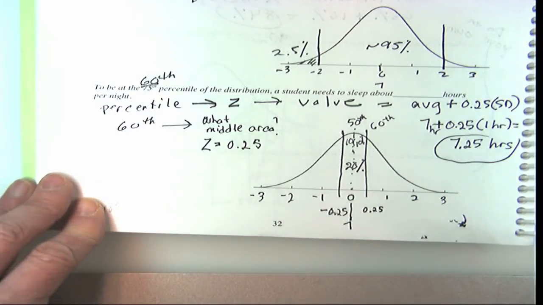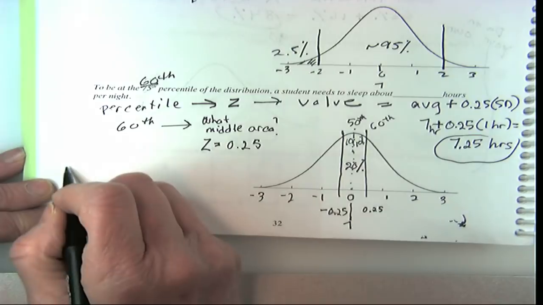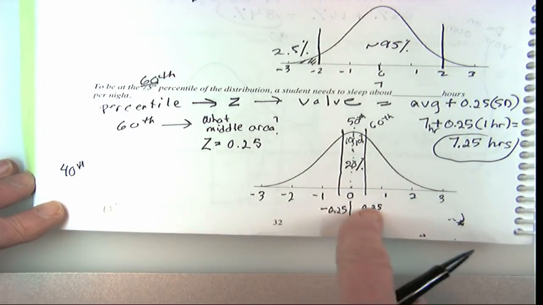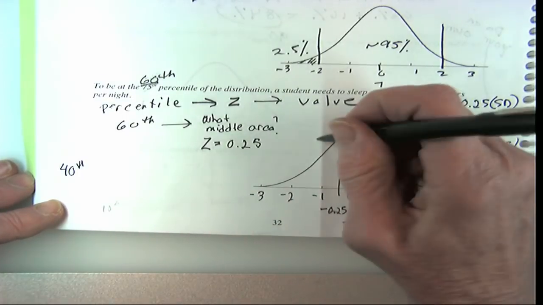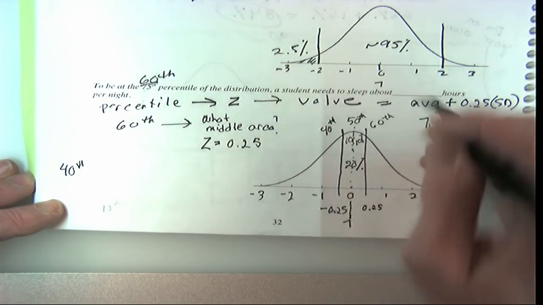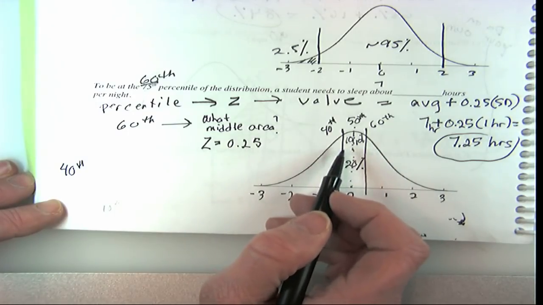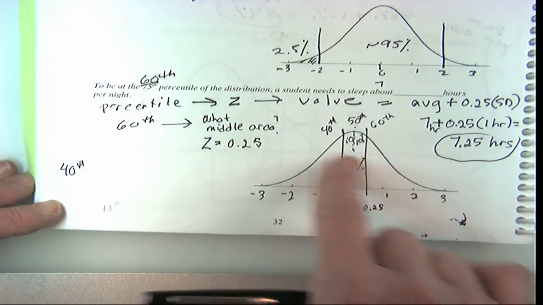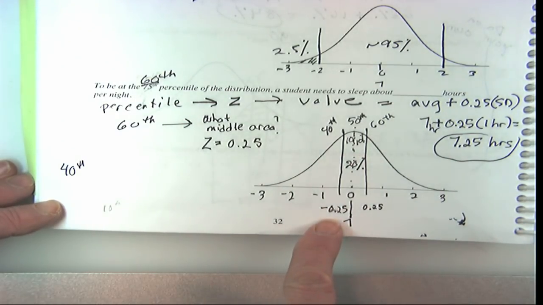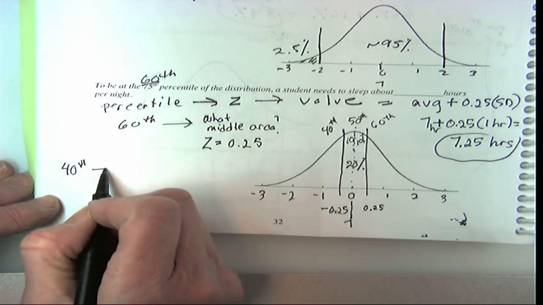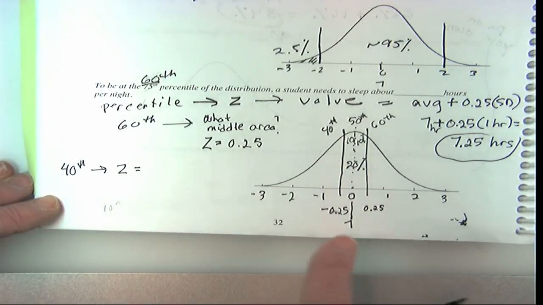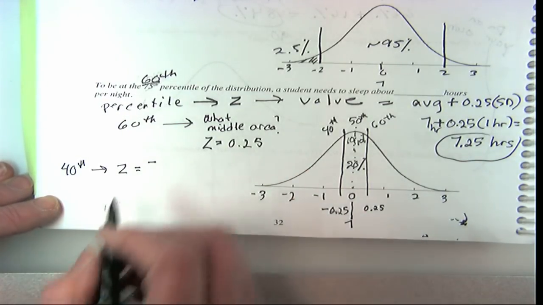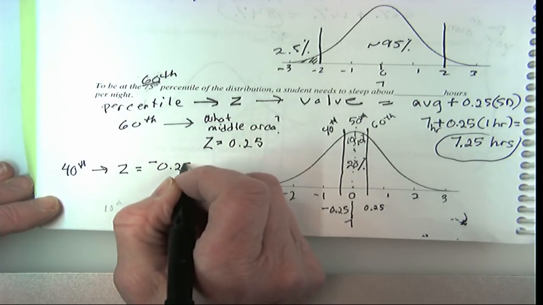Okay? Now, what if I'd said the 40th percentile? 40th. Do you see how you could use the same picture? Because the 40th is going to be just as far below 50 as the 60 is above, right? It's completely symmetrical. So if I did the 40th, then what would happen? Then my z would be what? I'd have the same picture, but my z would be what? Negative, because I'm below average. It would be negative 0.25.